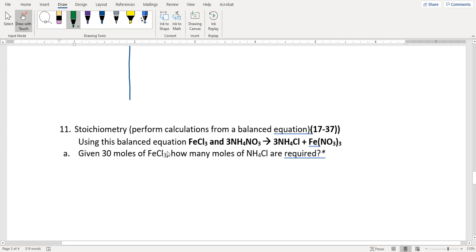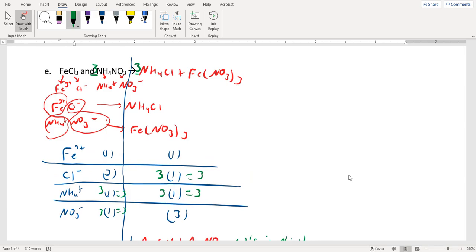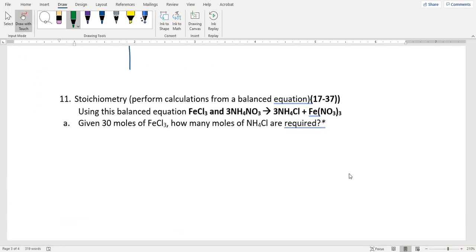So here is a balanced equation. The balanced equation required charge balancing as well as equation balancing. This is the same equation that we determined from problem E. So now we're going to do a math calculation.